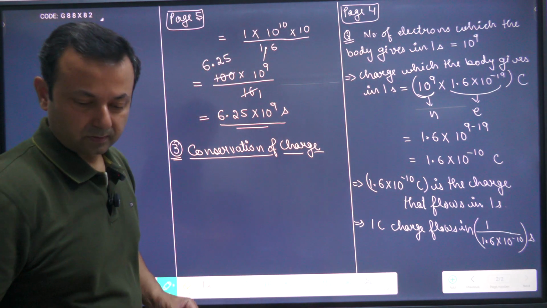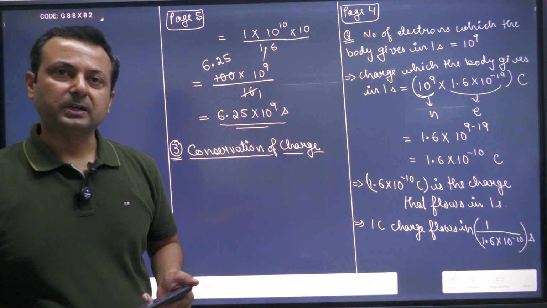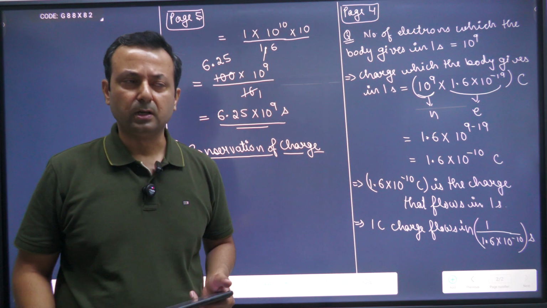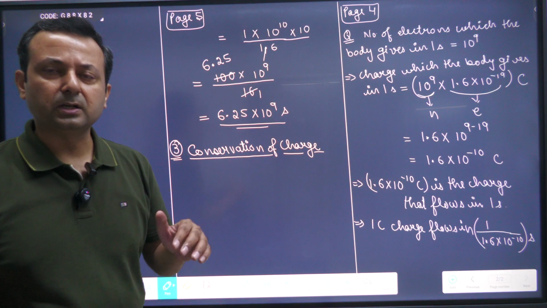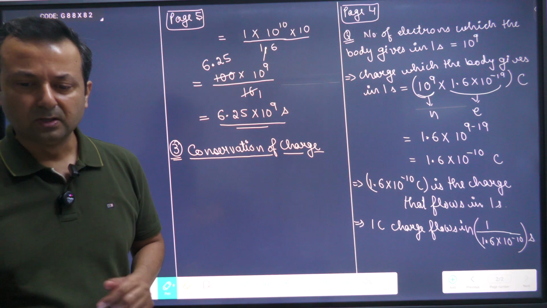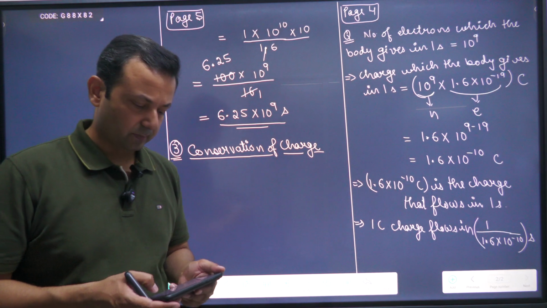The third property is conservation of charge. What is this? The law of conservation of charge states that the total charge of an isolated system remains constant. An isolated system means a system which is not disturbed or affected by the presence of some other systems. So the total charge of an isolated system remains constant.